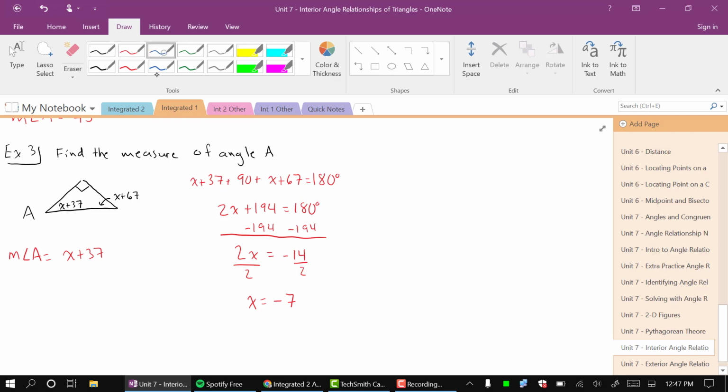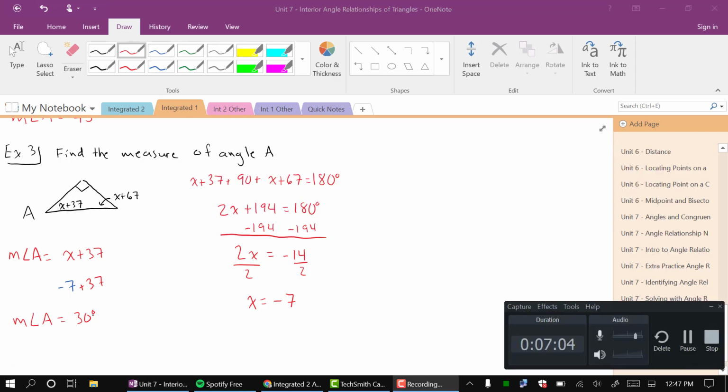Well, we know what x is now. It's negative 7 plus 37. So the measure of angle A equals 30 degrees. So you're going to use the triangle sum theorem to help you answer the problems for today. So go ahead and write a summary about the triangle sum theorem.